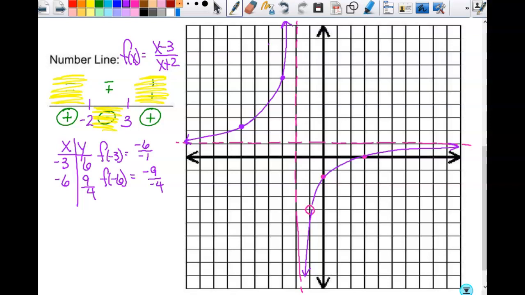All right. So that looks a lot like some of the ones that we graphed yesterday. We're going to get into some of these that don't look anything like those here in just a second. So let's look at number 2.